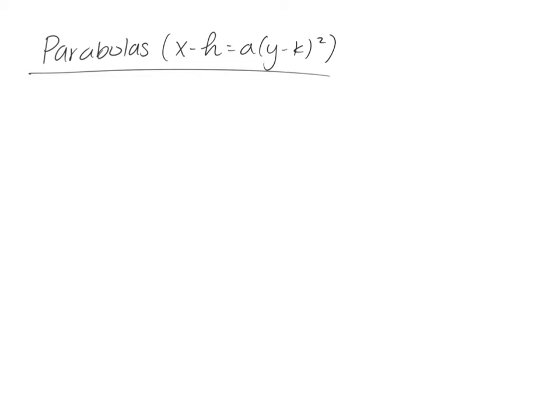Okay, here's part 2. So now that we've done parabolas that are vertical, y minus k equals a(x minus h) squared, this time let's look at horizontal parabolas. Horizontal parabolas are of the form x minus h equals a(y minus k) squared. So the trick to remember that this is a horizontal one is that the y term is squared.